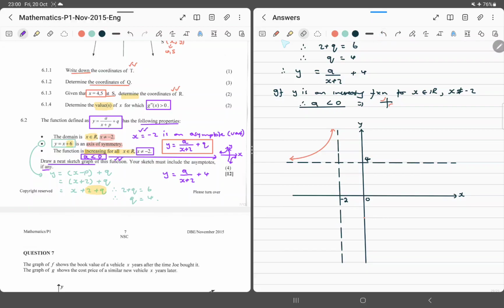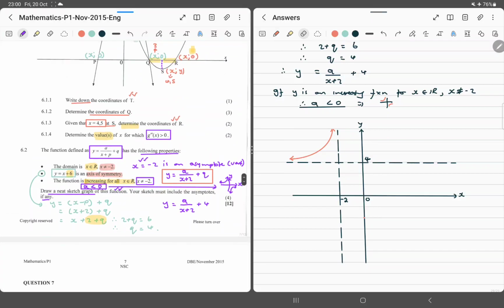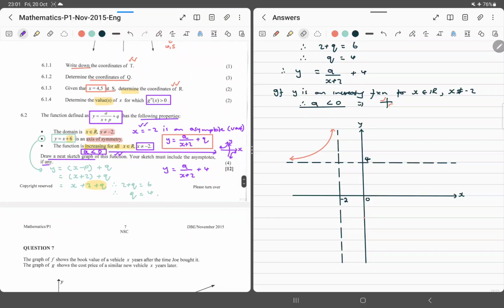So now what we need to do is to do things to our graph. So let's have a look. Now we just need to look at this graph nicely. Now let's look for the x-intercept here. So x-intercept means 0 is equal to a over x plus 2, plus 4. Then we've got minus 4 is equal to a over x plus 2. So this is over 1. We cross multiply. What do we get? Minus 4x minus 8 is equal to a.